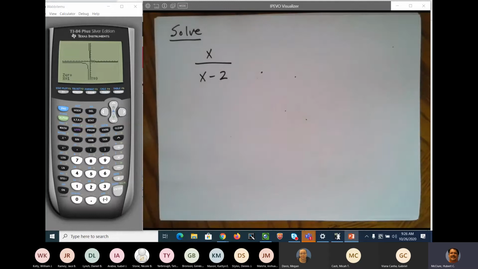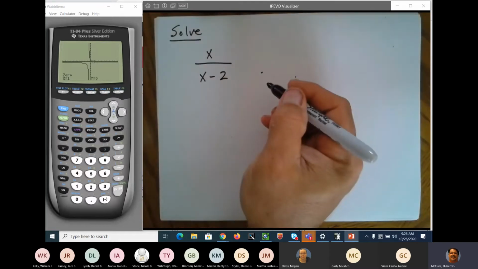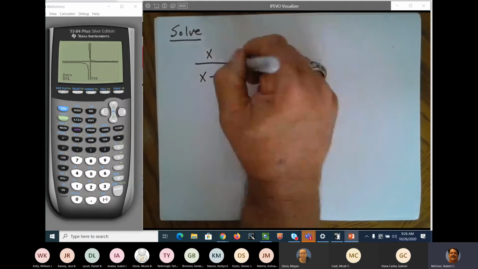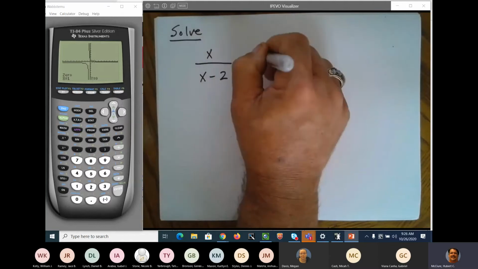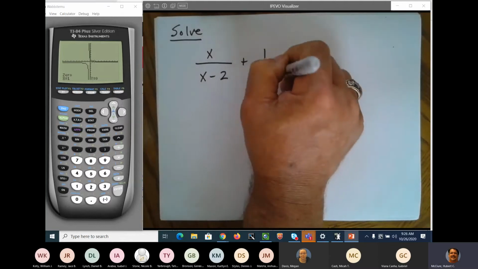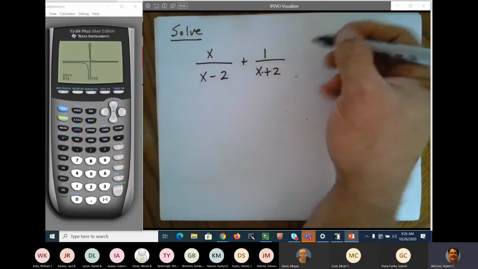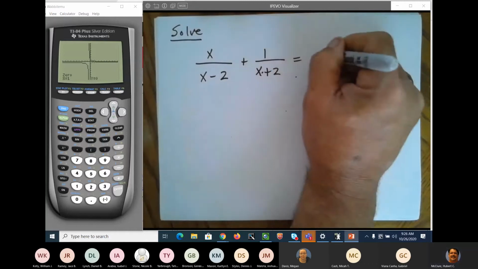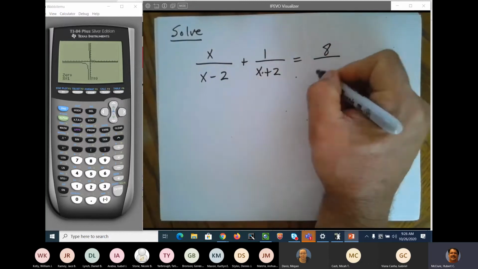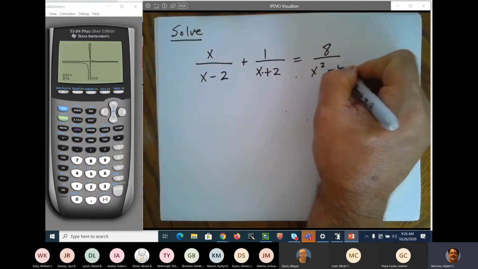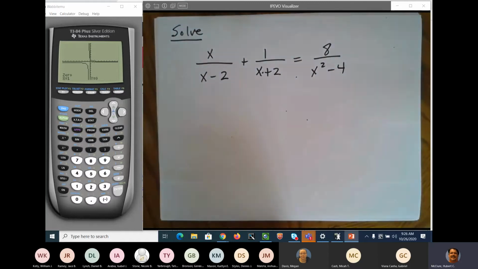x over x minus 2 plus 1 over x plus 2 equals 8 over x squared minus 4. I'd go ahead and quit if I was y'all. Why would you quit on this one? Because you have to think.